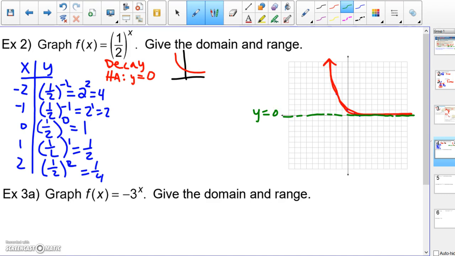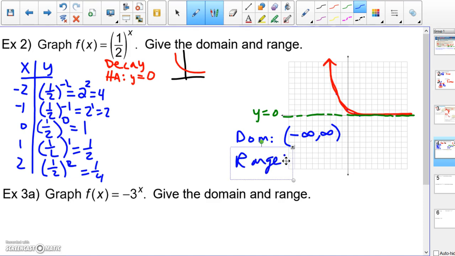Give the domain and the range. So domain, remember what domain is. Domain is what x numbers you're allowed to plug in, and there aren't any problems. So domain is going to be all real numbers. If you squash that graph onto the x-axis, everything's going to be covered. Range is what are the y numbers going to be. Y numbers will never go below 0, so it's going from 0 to positive infinity.